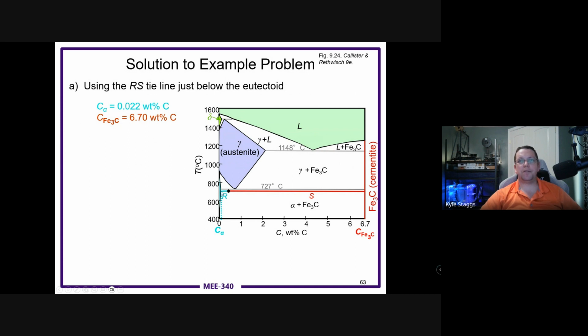So at this edge, we're down below that like 0.022 point. So it's really, really small. You're just going to have to do your best to estimate. The amount of carbide below this is the 6.7%.